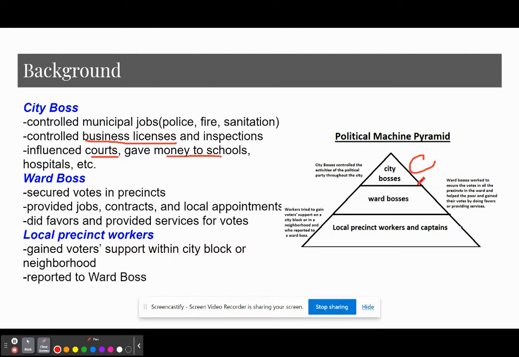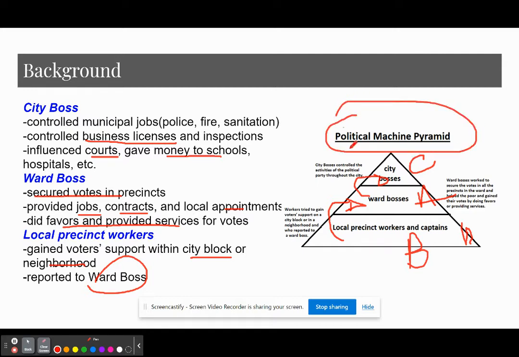And then in the middle, you had the ward bosses. This is indicated by a letter A on your guide. They secured votes in precincts. They provided jobs, contracts, and local appointments. And then they did favors and provided services for votes. And lastly, you have the local precinct workers and captains, which is indicated by B. They gained voter support within the city block or the neighborhood, and then they reported to the ward boss. So the precinct workers reported to the ward boss, and the ward boss reported to the city boss. So it was a pyramid hierarchical structure for the political machine in the city.